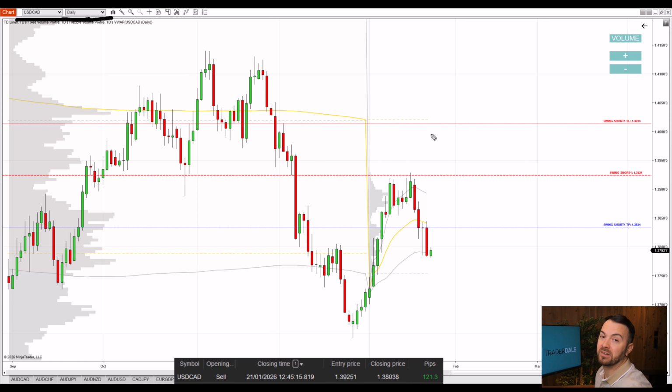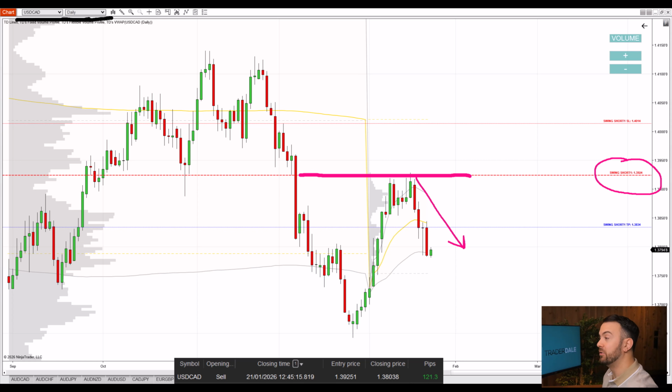Today I want to show you a swing trade that I took on the US dollar Canadian dollar, and that's why we are looking at the daily chart, okay? Because the daily is where I'm doing my swing trading. So this is the daily chart of the US dollar Canadian dollar, and the trade that I want to show you was a short from here. The level was 1.3924, and it was a short. This is how it went.